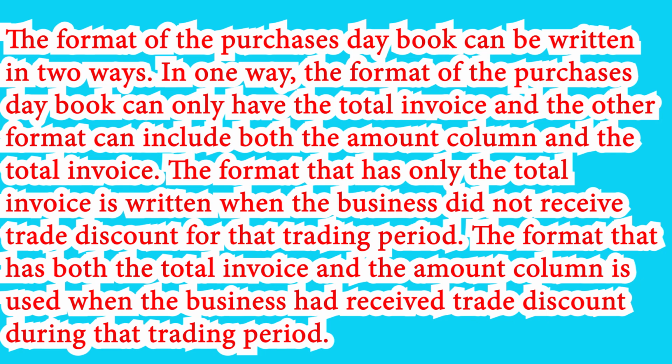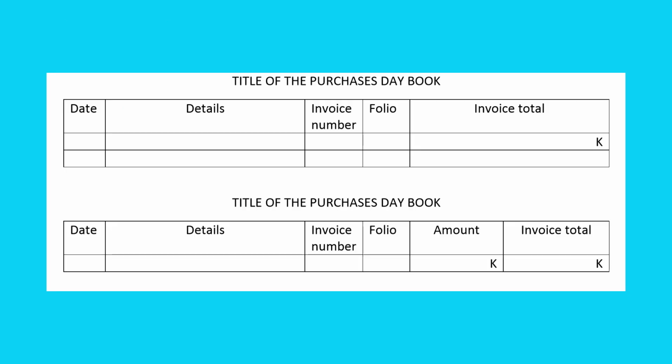So the formatting of the purchases daybook can be written in two ways. In one way, the formatting can only have the total invoice, and in the other, the formatting can include both the amount column and the total invoice. The formatting that has only the total invoice is written when the business did not receive trade discount for that trading period. The formatting that has both the total invoice and the amount column is used when the business had received trade discount during that trading period. So we have that formatting.